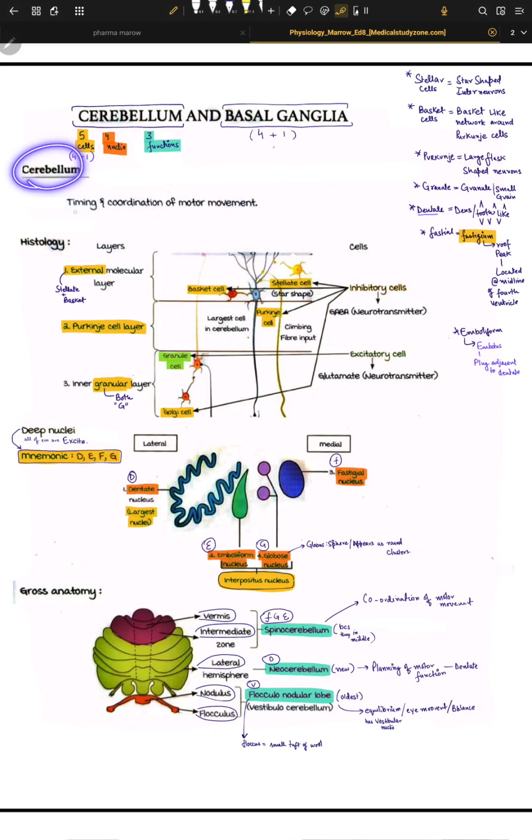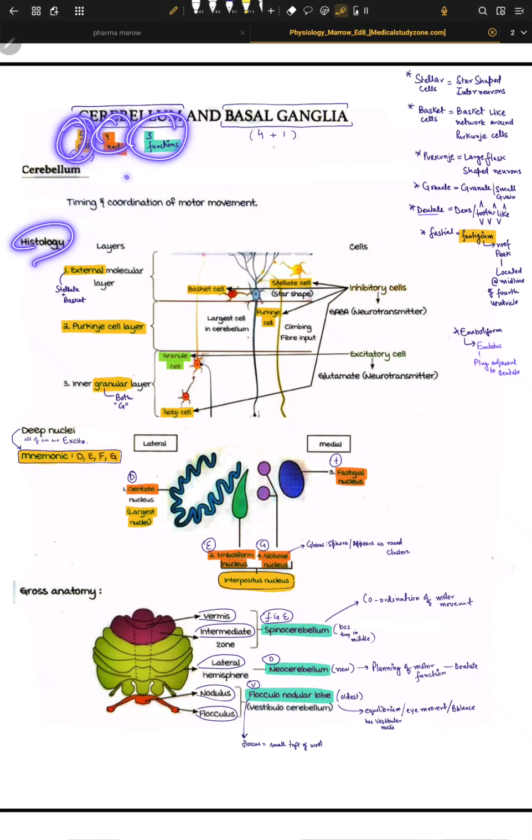In cerebellum, we have something that does the timing and coordination of motor movement. Again, bell, balance. Well, cerebrum is totally different. Cerebellum is for balance, coordination and timing. Okay. Histology: 5 cells, 4 nuclei, 3 functions.